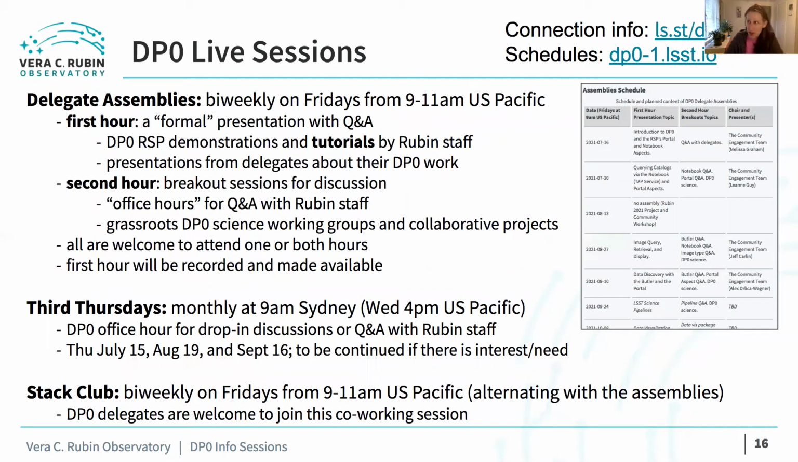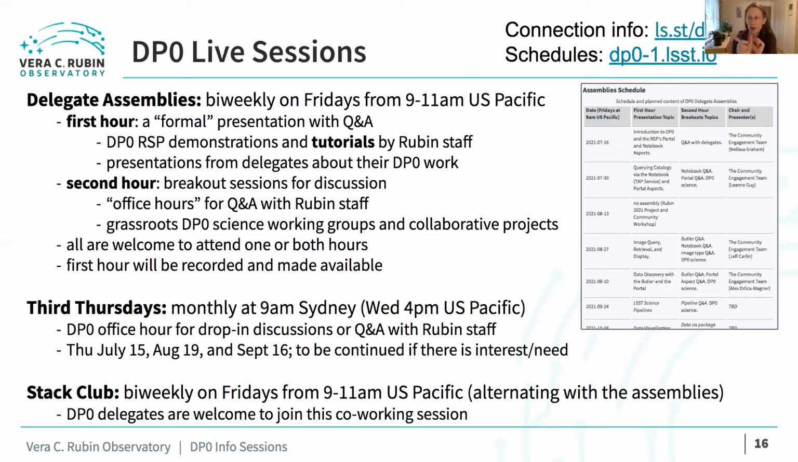So more about these live sessions that I've been telling you about. We have delegate assemblies, which we've planned to be bi-weekly on Fridays from 9 a.m. to 11 a.m. US Pacific time. These will always have a format of 2 separate hours, where the first hour is always a formal presentation with Q&A. These will usually be some kind of hands-on demonstration or tutorial by Rubin staff that provides an example for how to use some aspect of the Rubin Science Platform or the LSSD science pipelines. That will always be recorded and available as well, so that in case you can't attend that time slot, you can still do the tutorial or the demo.